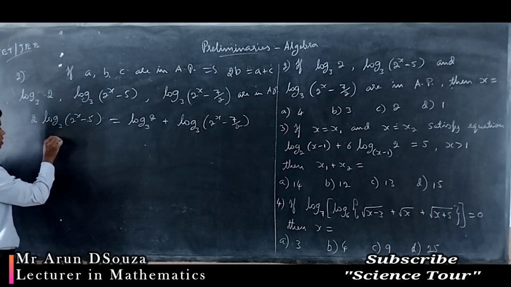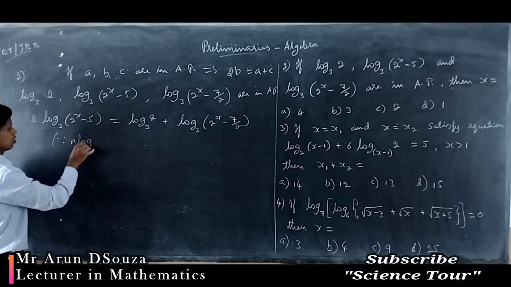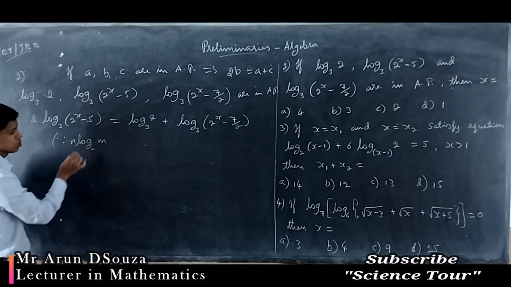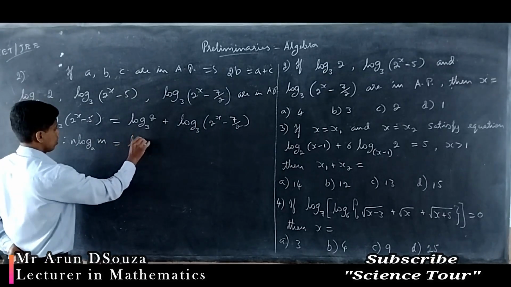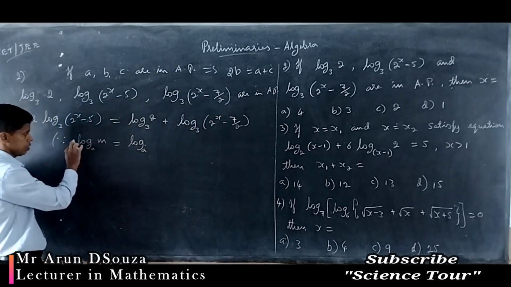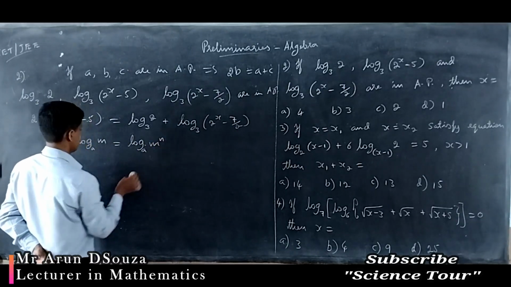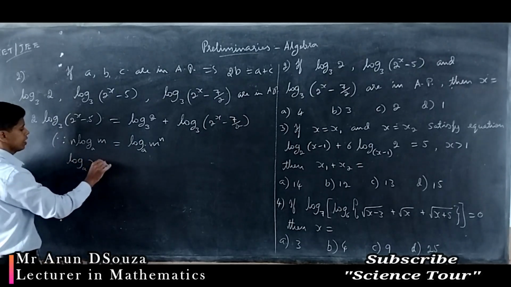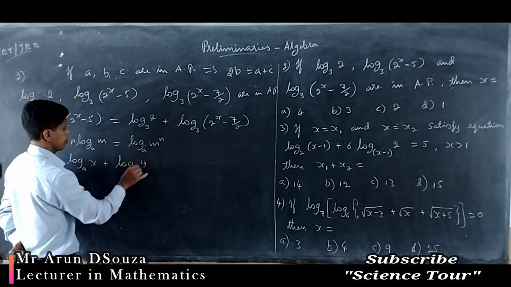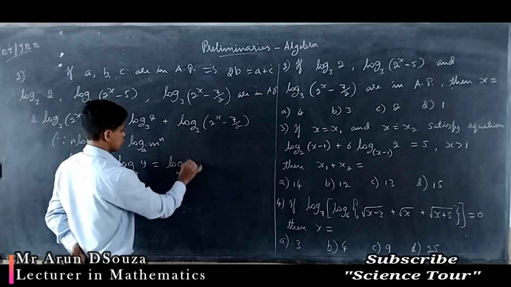Alright, so that's what we will do. I'll write the formulas here. If you have n log m to the base a, that is equal to log to the base a of m to the power n. This goes as the power, so we are giving him a higher position. And the next formula is log x plus log y, and what is it? Log xy.